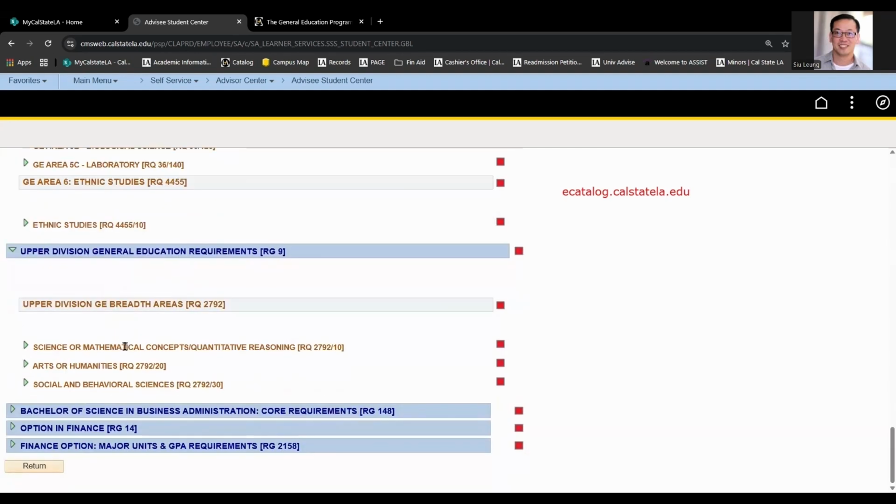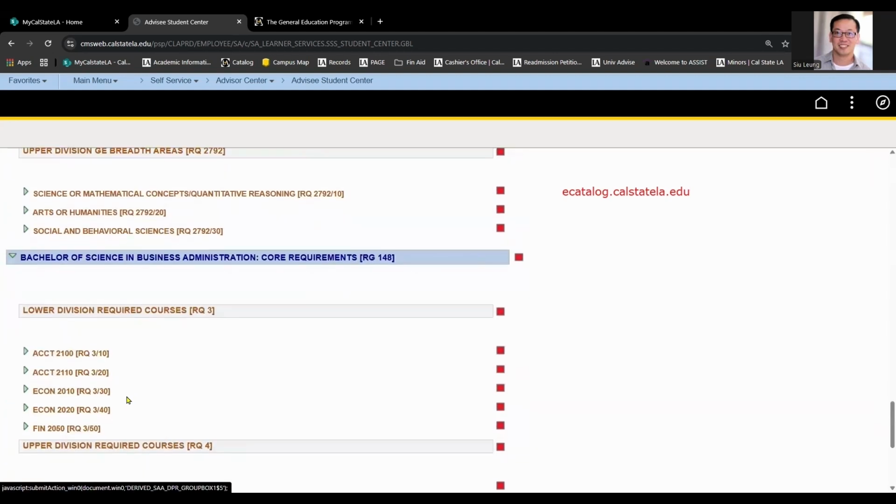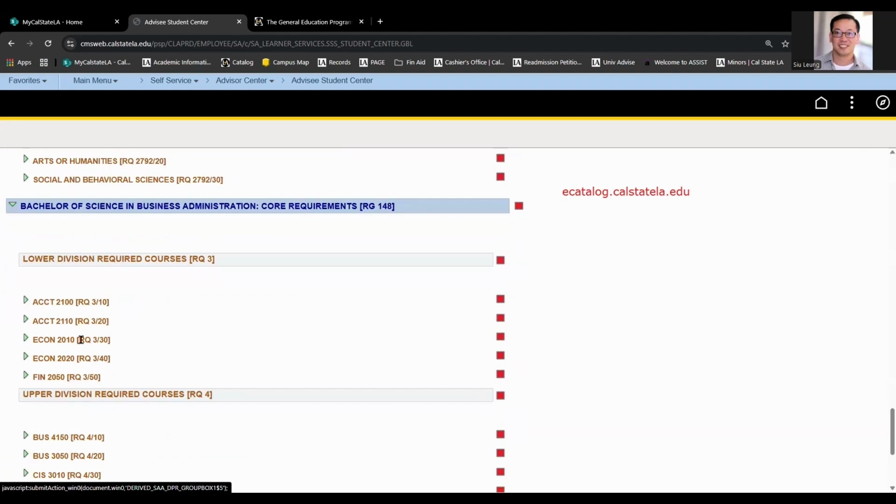Okay, so I'm going to go back down. So now we get to talk about the major courses. So in this example, remember they're doing BSBA, Bachelor of Science in Business Administration. So I'm going to open that up. And this is going to show me the core classes. So these are the core classes for the business administration major. So there's 4 lower division courses. Keep in mind, major courses, if you get a D minus, is usually considered passing.